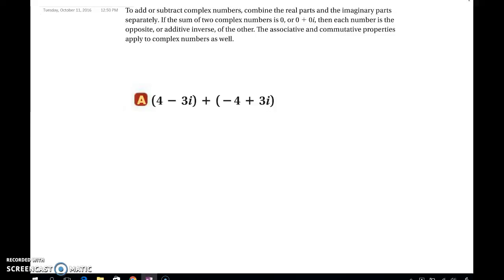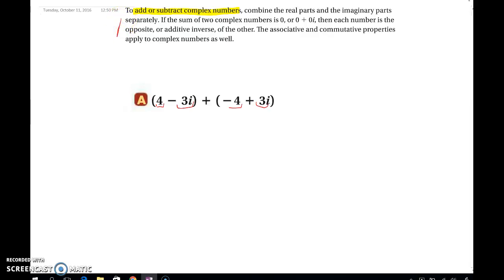All right, so the next part of the section that we're going to talk about is adding or subtracting complex numbers. When you do this, you can really just treat them as if they're like terms, and you'll combine your a's with your a's and your b's with your b's. So you can treat it as if it said 4 minus x plus negative 4 plus x. So you can treat them as if they're like terms. All right, so let's add these first, and then we'll talk about the rest.